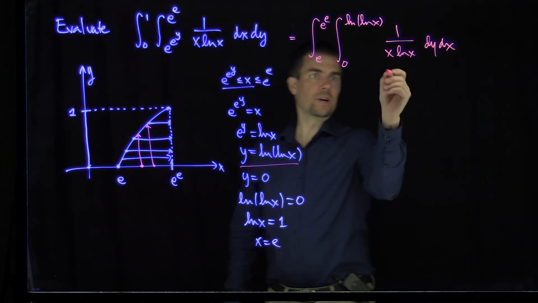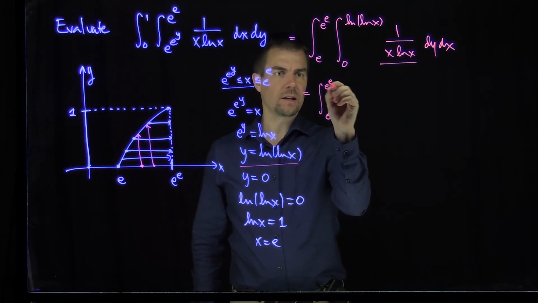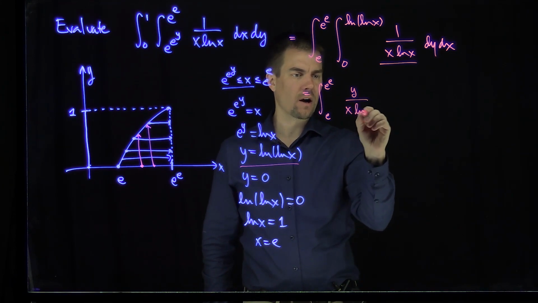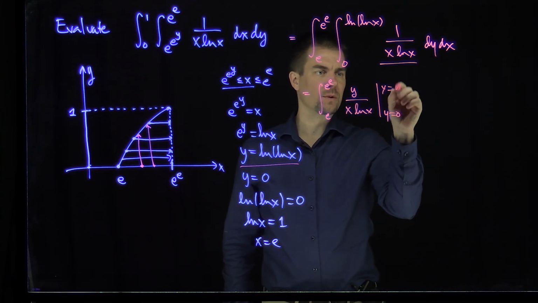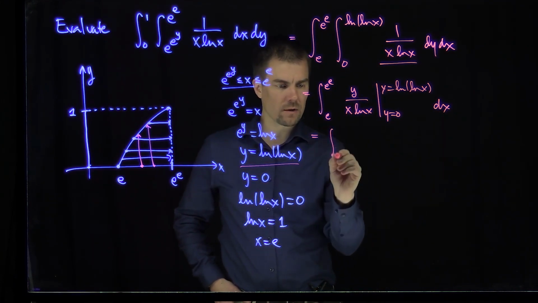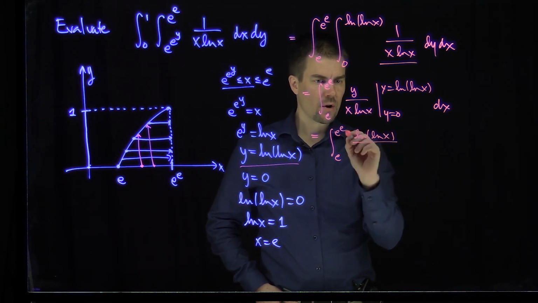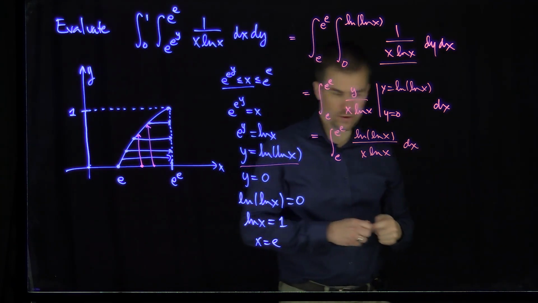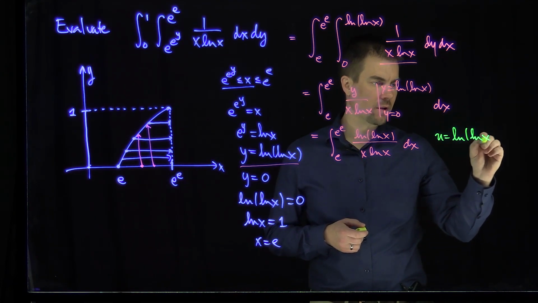And now there are no y's in this integral, so I can basically just integrate this directly. So this is going to be the integral from e to the e of just y over x log x, where y goes from 0 up to y equals the log of the log of x, dx. And this is going to be the integral from e to the e of the natural log of the natural log of x over x natural log of x dx. And now we can make a substitution. What's our substitution going to be? Let's let u be the natural log of x.